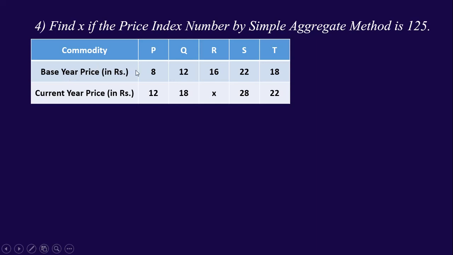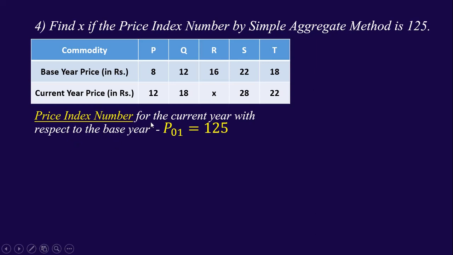Base year prices, that means these are values of P0. Current year prices, that means these are values of P1, and price index number P01 is given as 125. So we use the formula for price index number and we can find the value of this unknown price x. So price index number for the current year with respect to the base year, P01, is equal to 125. Now the formula for price index number is P01 is summation P1 upon summation P0 into 100. Summation P1 is the sum of current year prices.